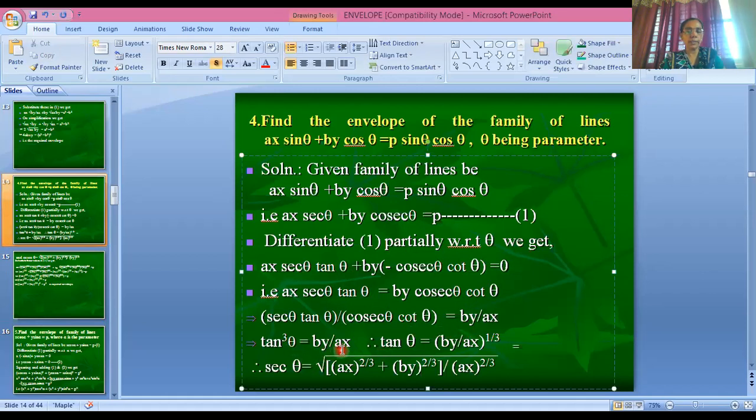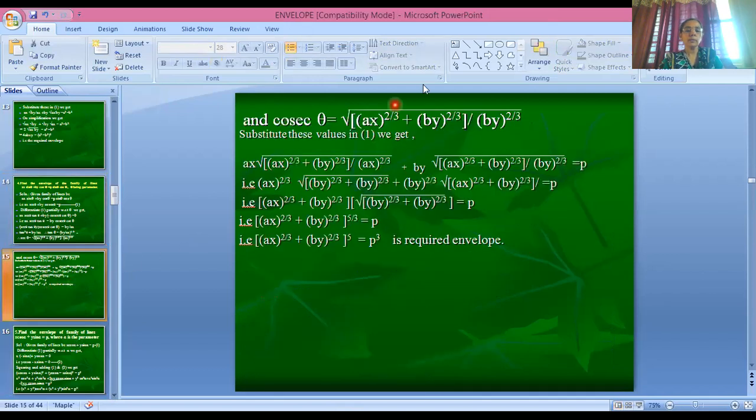All trigonometric functions you write on one side and x and y on the other side. You are getting tan theta cubed is dy by ax. Therefore, tan theta is dy by ax raised to 1 upon 3. Then by using the formula sec theta is root of 1 plus tan square theta, substitute tan square theta as dy by ax raised to 2 by 3, and simplify. You are getting sec theta equal to root of ax raised to 2 by 3 plus dy raised to 2 by 3, divided by ax raised to 2 by 3. Similarly, you are getting cosec theta, and both values you have to substitute in equation 1. Cosec theta is root of ax raised to 2 by 3 plus dy raised to 2 by 3, whole divided by dy raised to 2 by 3.